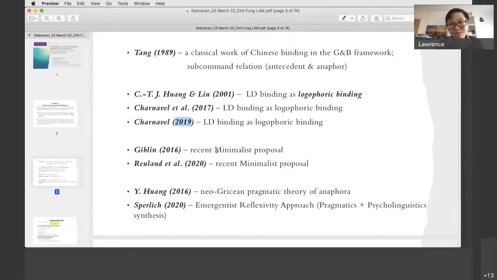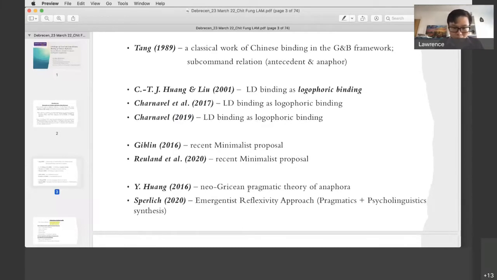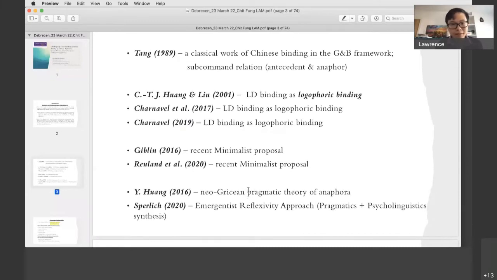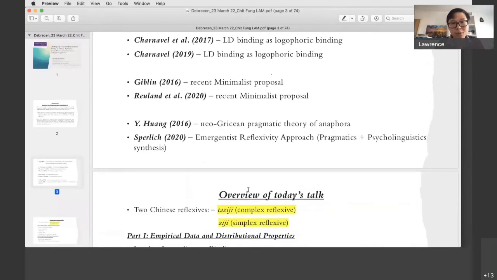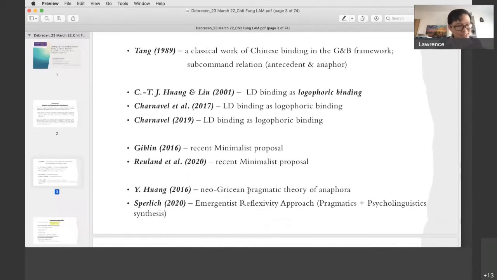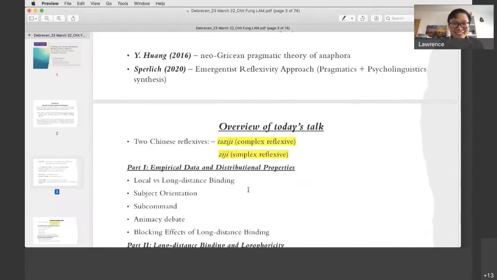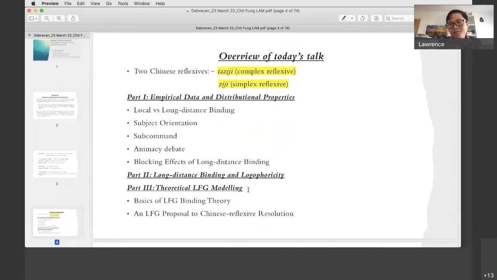At the same time, there are some recent minimalist approaches. For example, Giblin's approach and Rulin's also work on some Chinese data. On the other hand, there are people approaching it from a purely pragmatic perspective, like Huang or Sperlich. So that was a very brief introduction to the different perspectives we can use to approach the same problem. For today's talk, I will focus on just two reflexives.